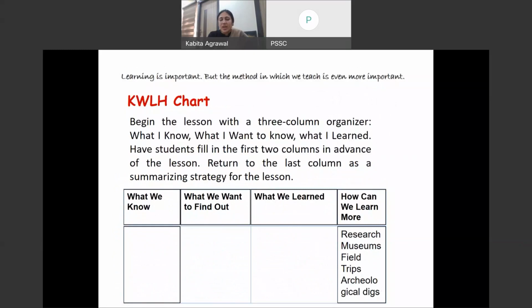This, I know you must be using a lot: what the child knows, what he wants to find out, what he has learned, and how he can learn more. So this is one of the common techniques. I think most of the teachers are using this, but yes, you can use this in a more interesting way, where you can help the children to summarize or find out what they actually know and what they have learned and how they can learn more.